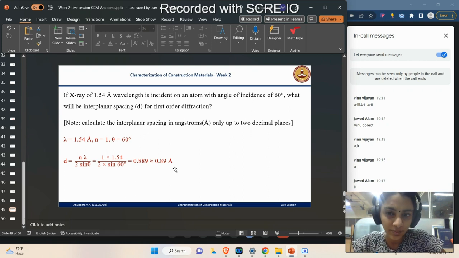So such kinds of questions you can expect for the final exam also. So make sure you know the equation, which is a very basic equation, n lambda equals 2d sine theta. Please do not expect us to provide the equation beforehand. Okay, n lambda equals 2d sine theta.